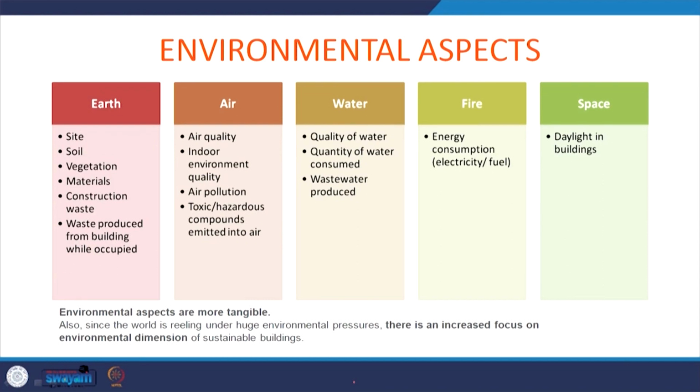Next, we have air. Here we discuss the air quality, the indoor environment quality in the buildings. We talk about air pollution and the toxic compounds which are emitted into the air. All of that comes under the domain of air within environmental aspect. The next and one of the most important ones is water. So, we have quality as well as quantity of water discussed here, and the wastewater which is produced and treated. So, all of that comes under water.